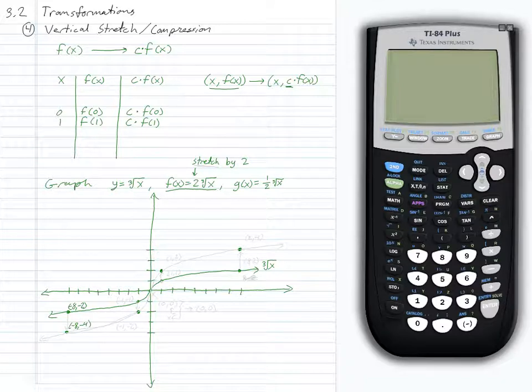Now, what about the origin? Well, if we have a point at a height of 0, and we multiply that y-coordinate by 2, we're going to end up with the same point. (0, 0) gets stretched, but it doesn't go anywhere because it's at 0. It's twice as tall, but twice as tall as 0 is still 0. So there is our stretched version of this function.